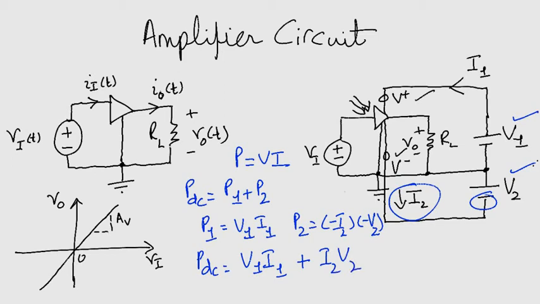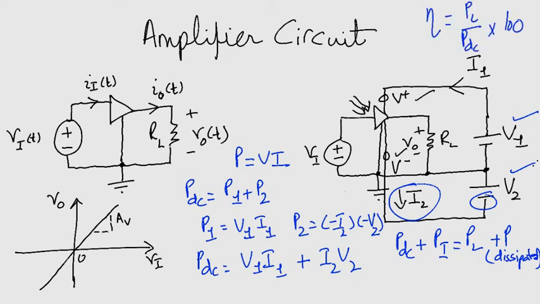Now let P dissipated be the power consumed by the amplifier, and so we have PDC plus Pi equals PL plus P dissipated, where Pi is the power drawn from the signal source and PL is power delivered to the load. We can neglect Pi as it is very small, and so we have amplifier efficiency eta equal to PL over PDC into 100. Now this is an important parameter for power amplifiers.